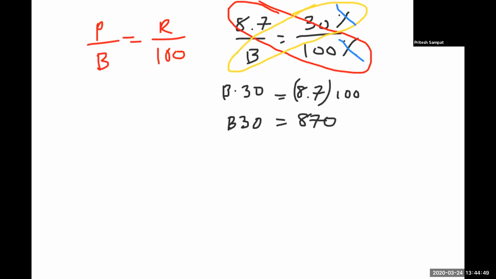And I want to get rid of the factor that's being multiplied by the base. So that's the 30. 30 is being multiplied, so I'm going to divide by it. These cancel out. 870 gets divided by 30 also. I perform the same function to the opposite side of the equation. And I solve for base, and I will get 29.